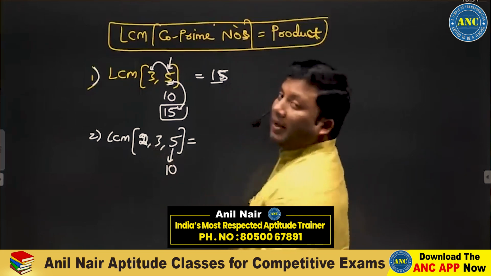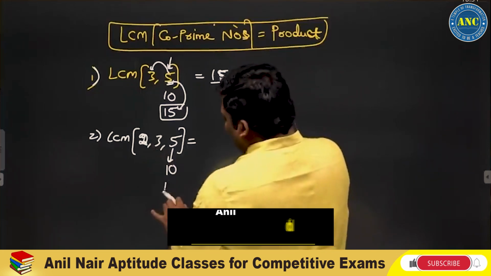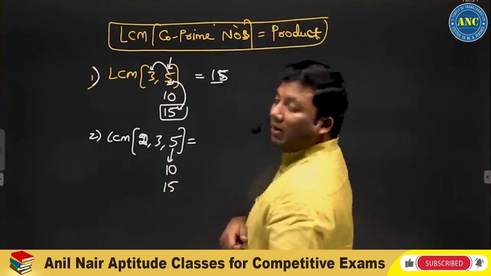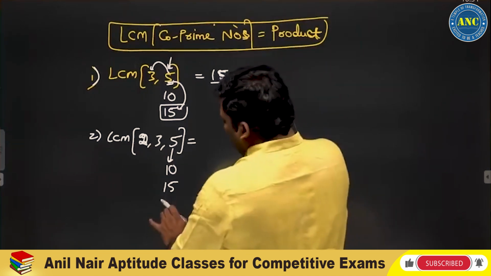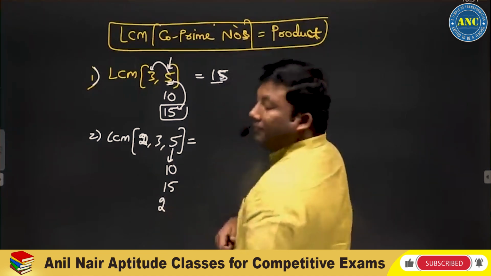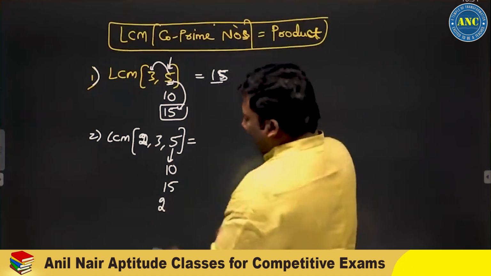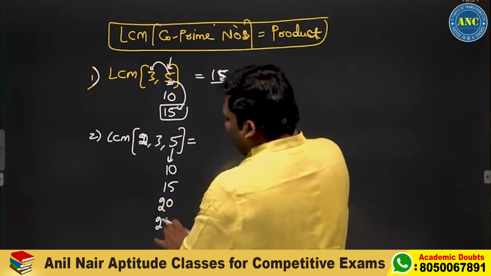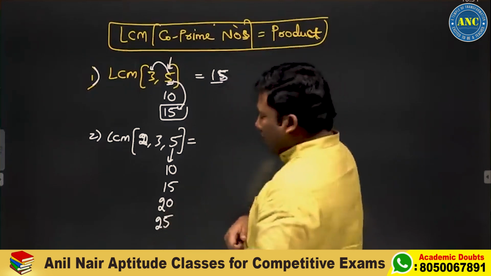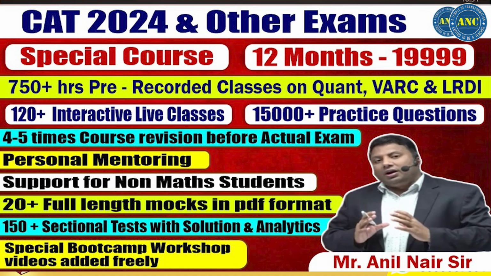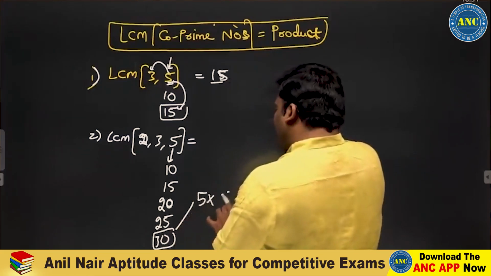10 is divisible by 2 but not by 3. 15 is divisible by 3 but not by 2. 20 is divisible by 2 but not by 3. 25 is not divisible by 2 and 3. 30. 30 is divisible by 2 and 3. What is 30? For the largest number, which multiple I got?